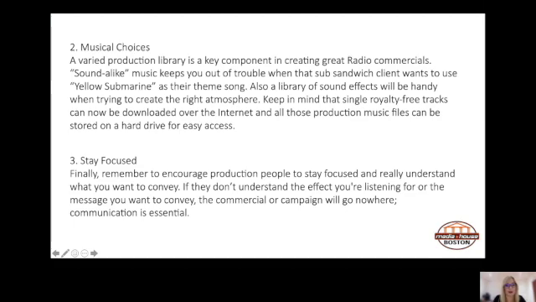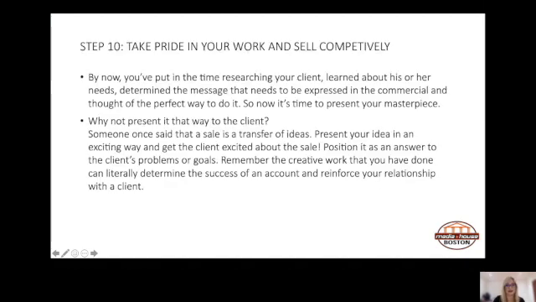Number 3, stay focused. Finally, remember to encourage production people to stay focused and to really understand what you want to convey. If they don't understand the effect you're listening for, or the message you want to convey, the commercial or the campaign will go nowhere. Okay? Communication is essential. The last step, step number 10, take pride in your work and sell competitively.